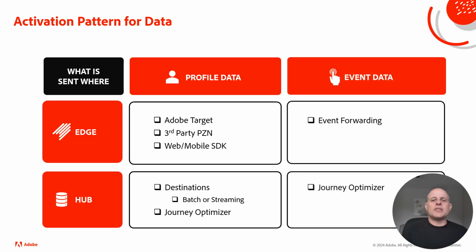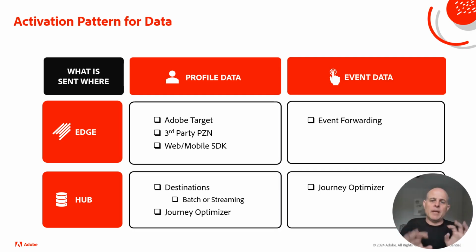This is in contrast to event type data. Now, event type data, when it comes into the edge, what we do is we can turn around and forward this event data out. But what we can't do is read from the profile before sending that event data out. So event forwarding only can see event data. Whereas on the flip side, when we look at Adobe Target and the third-party personalization, it has access to the profile data. So the two of these really have exposure to two different types of data.